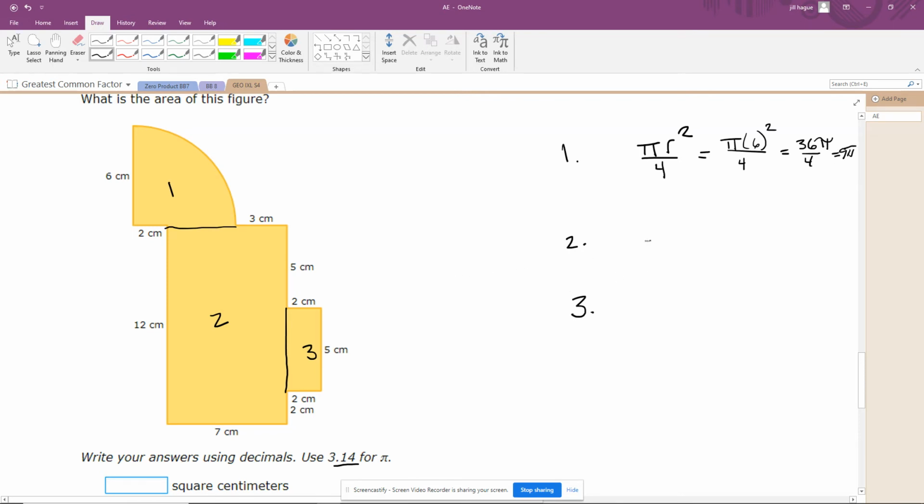Okay? And then down here for number 2, we have a side of 12. And we know the bottom of that rectangle all the way across right here is 7. So we have a 12 by 7 rectangle, which we know is 84. And lastly, we have a 2 by 5 rectangle right here, in rectangle number 3, and that's equal to 10.